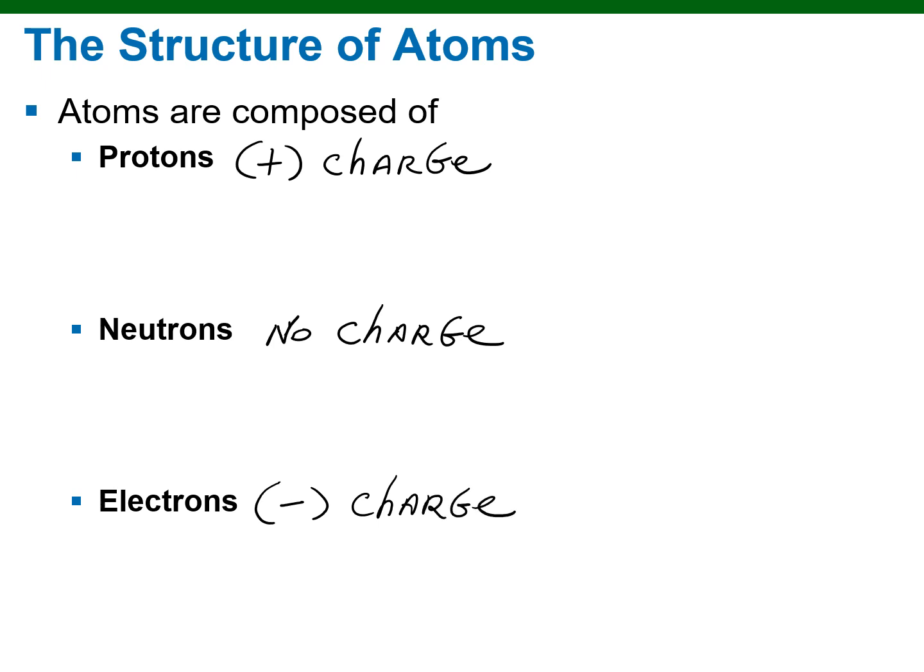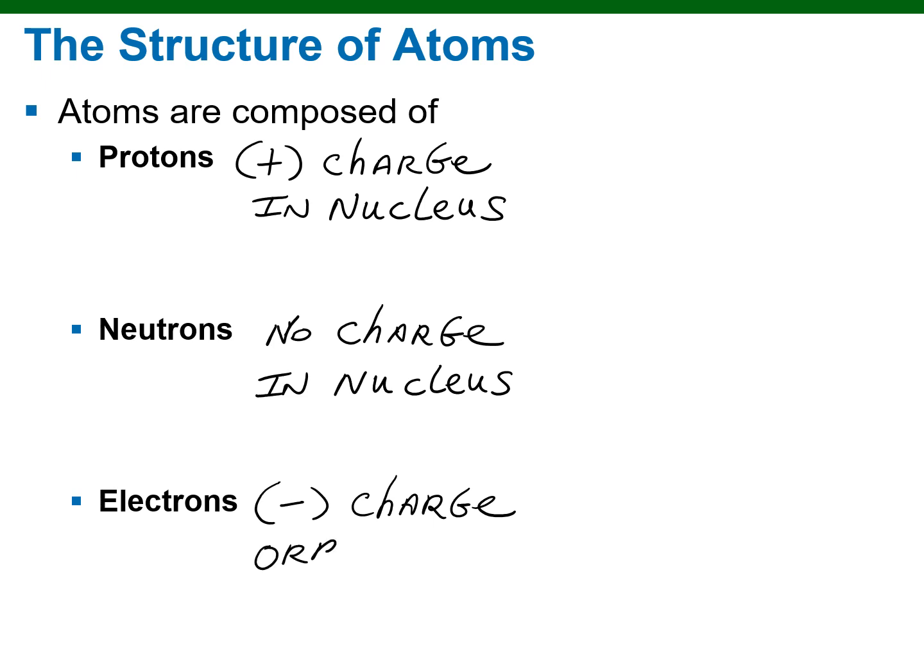Protons are located in the nucleus of an atom, as are neutrons. They're found in the nucleus. Electrons, however, are not located in the nucleus. They're found orbiting around the nucleus.